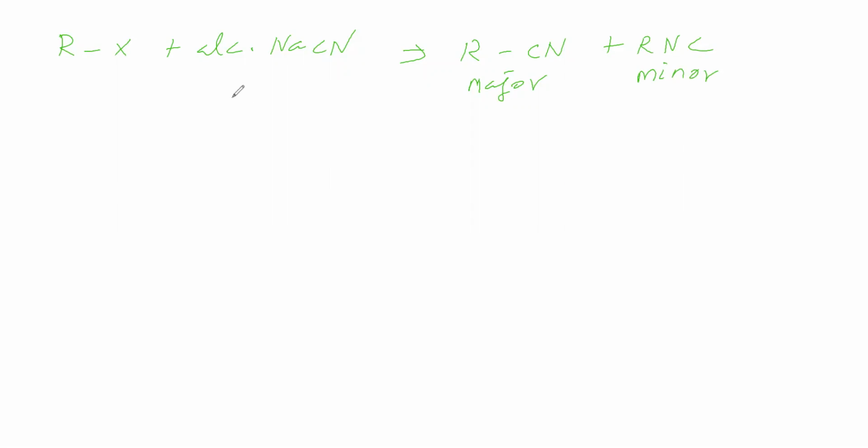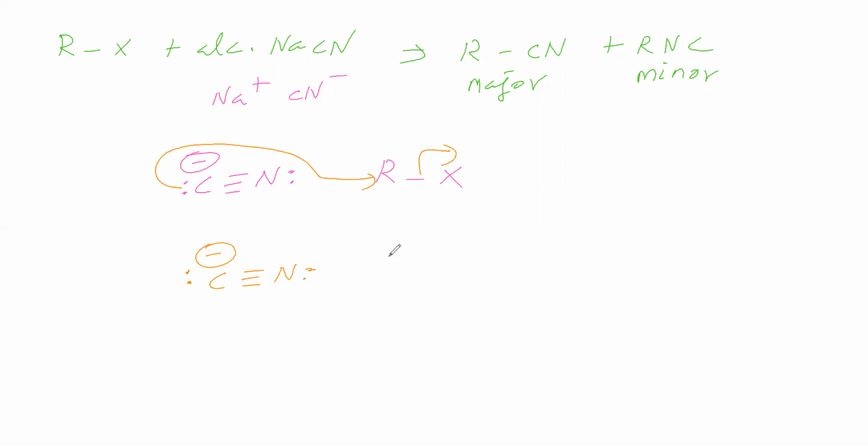Okay, why is it so? We'll see. NaCN we can write as Na plus and CN minus. CN minus we can write as C triple bond N. Nitrogen has one lone pair, carbon has one lone pair, and the negative charge is on carbon. Now we'll take alkyl halide RX. This carbon is attacking, and this is shifting, so we are getting cyanide. Next possibility we'll see.